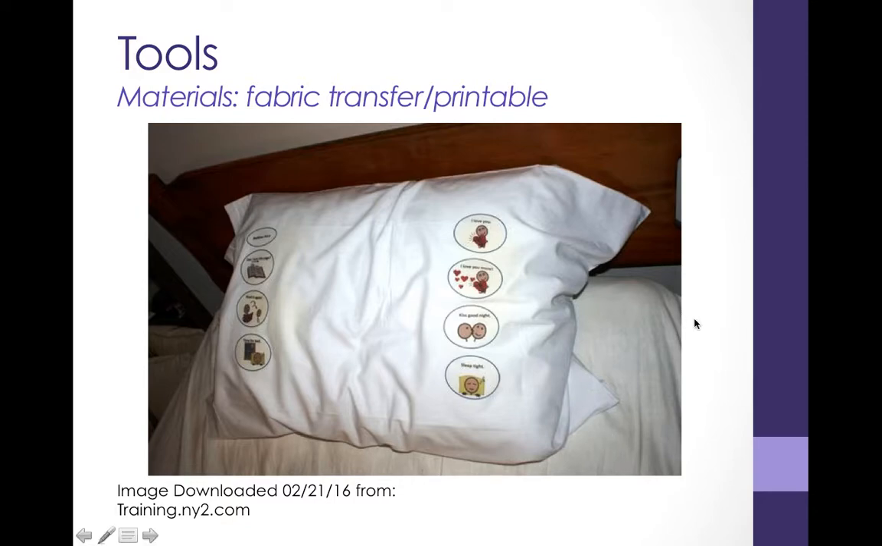Okay, another idea that families particularly like is transfer fabric or printable fabric. So this was downloaded from a website cited here. It's a pillow with messages on it that the child may want to say at night. And I don't know if this is an iron-on version or a printable version, but they do have fabric that you can put into a printer and print right on it, or you put the material into the printer, you print on it, and then you iron it onto the fabric. So there's 2 different types.